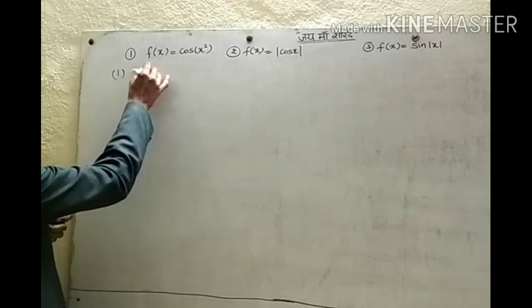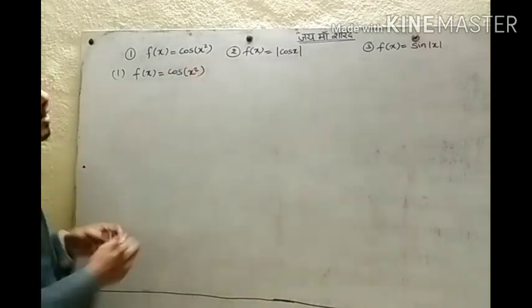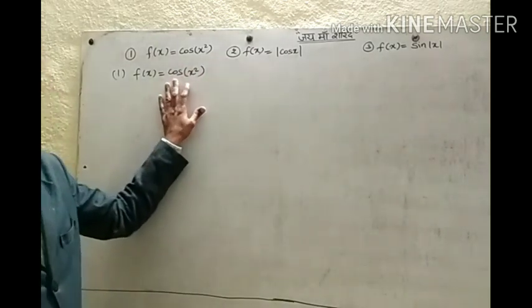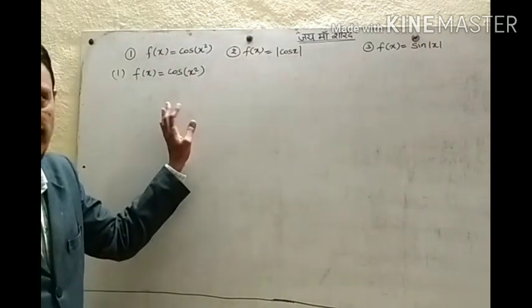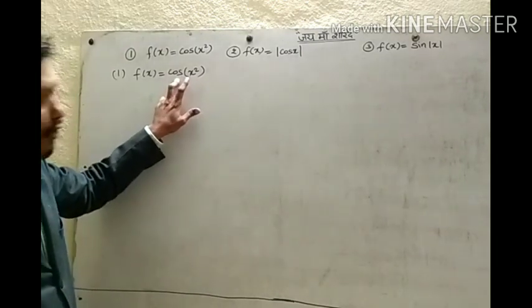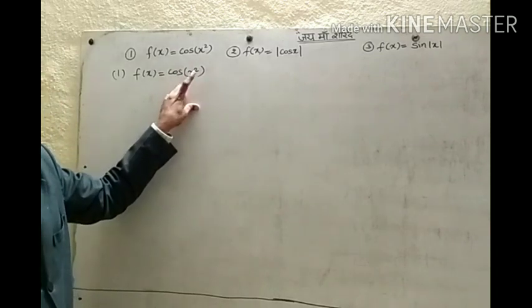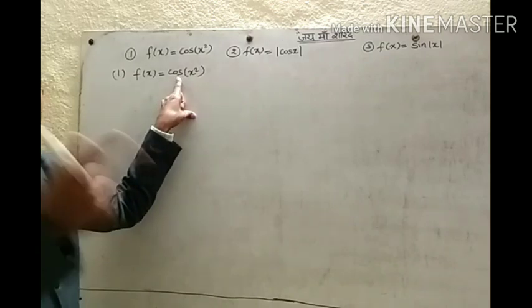f of x equal to cos x square. Okay? If we see this function, it is defined for every real x. We can find the value of cos x square for every x. But this cos of x square, this cos depends on x square, and x square depends on the value of x. So this function is a function of a function.